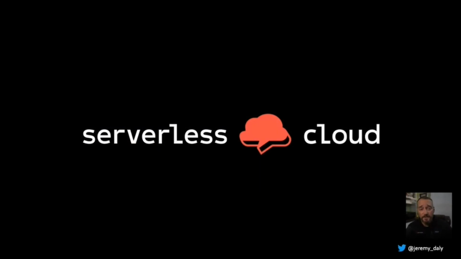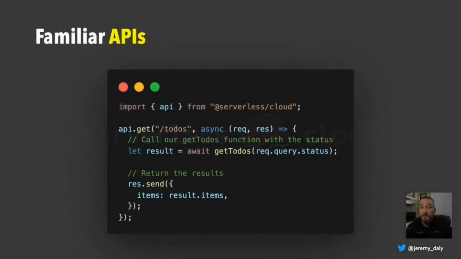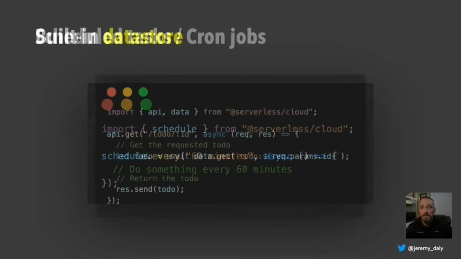I'm going to go through this very, very quickly because I don't think we have a ton of time. So they're very familiar APIs. Essentially, it's very much like an Express app, right? You just go ahead and define API.get, put your to-do in there, and you can run and return your results back. You've got scheduled tasks, so schedule.every 60 minutes or whatever you want, you can run a function based off of that.